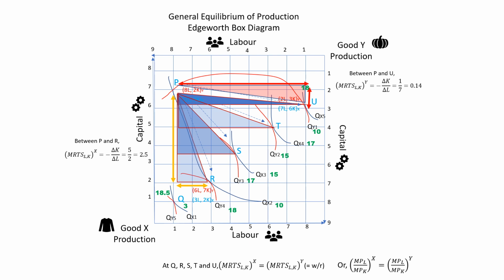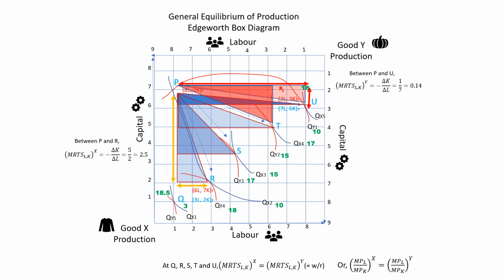The other possibility is that he moves from point P to point T. In this case, the sacrifice of labor will be smaller and the gain of capital will be greater. So these are the alternative possibilities from the perspective of the production of food.